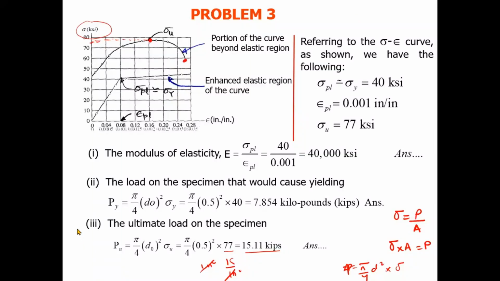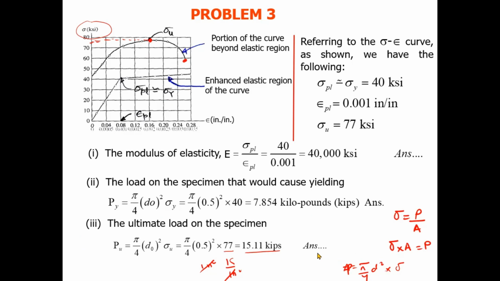Now we have to calculate the load on the specimen due to yielding, Py. Py is the area multiplied by the yielding stress, which we calculated here as 40. We have the same formula for this, and we have the same conversion. It is kips because the inch square cancels out. So the answer is 7.854 kips.